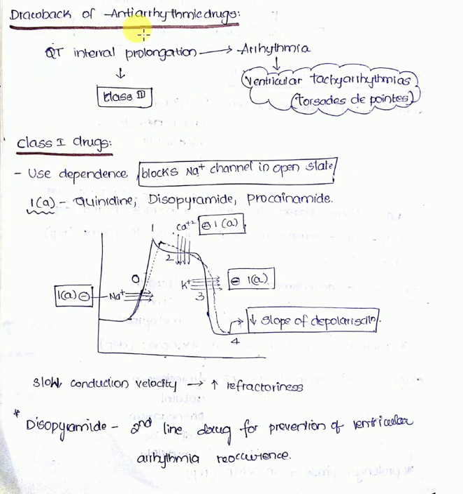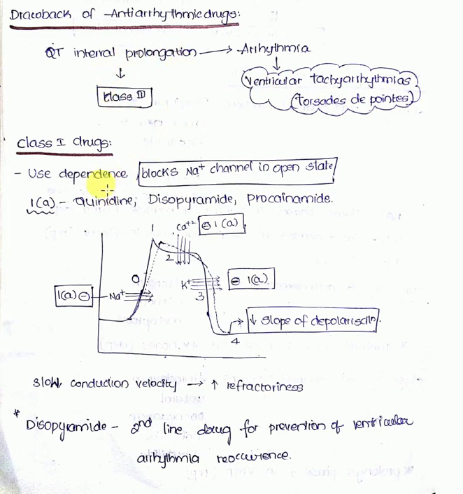Coming to the drawback of antiarrhythmic drugs, the main drawback is arrhythmia, ventricular tachyarrhythmias. Ventricular tachyarrhythmia is an increase of heartbeat corresponding to arrhythmia in the ventricular region. This was mainly shown by class 3 drugs, that is potassium channel blockers. Ventricular tachyarrhythmia is also called torsades de pointes. Torsades de pointes is important from the GPAT point of view, so you have to remember blindly that ventricular tachyarrhythmia is also called torsades de pointes. And this is the drawback of anti-arrhythmic drugs.